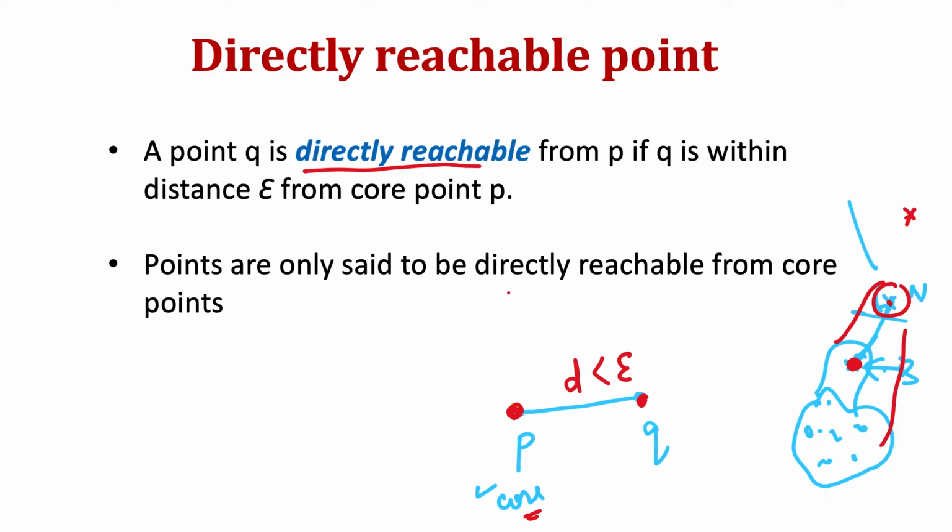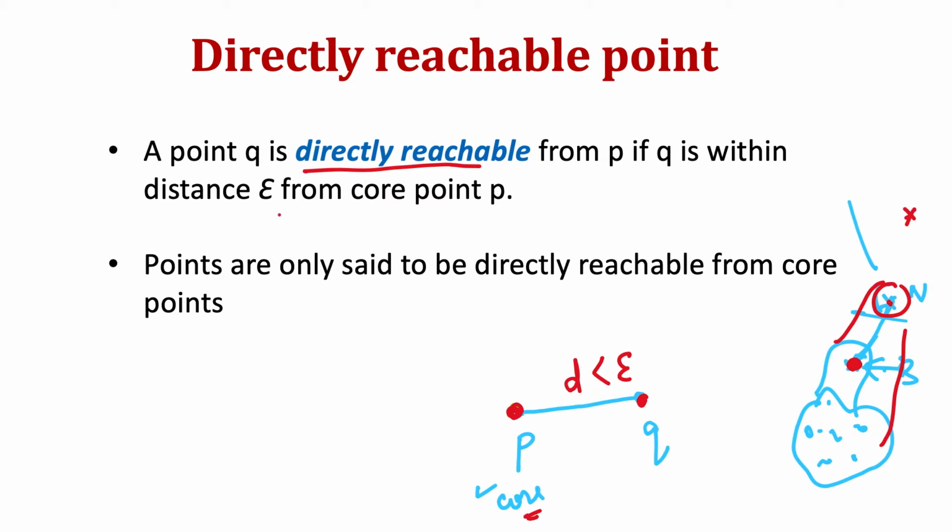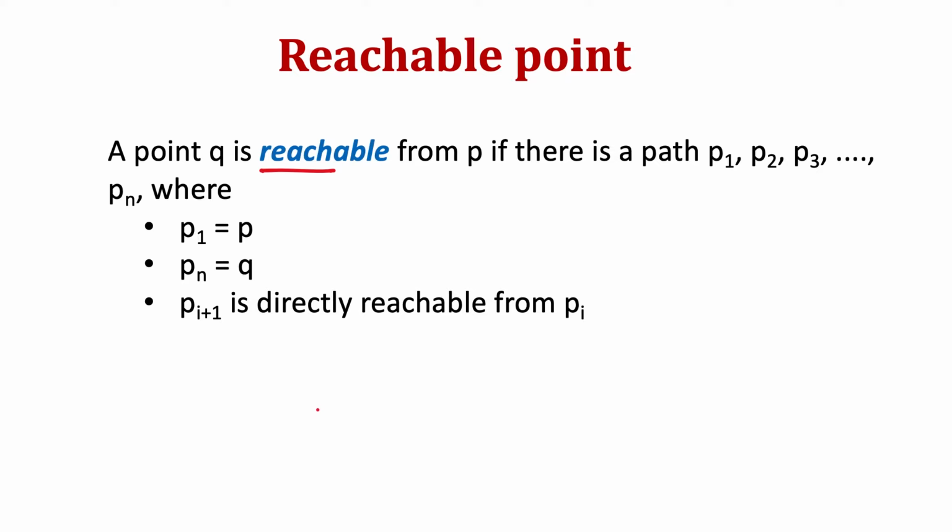So points are only said to be directly reachable from core points, not border points. Now another term is reachable. So this was directly reachable and this is reachable. Reachable means Q is reachable from P.